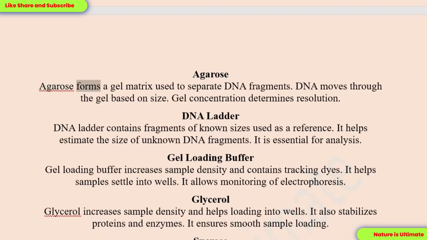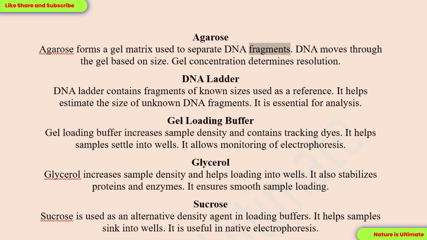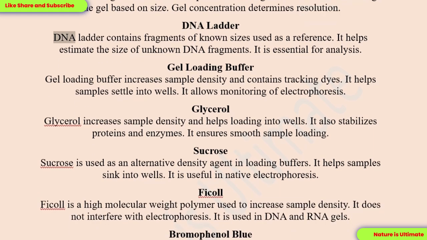Agarose. Agarose forms a gel matrix used to separate DNA fragments. DNA moves through the gel based on size. Gel concentration determines resolution. DNA ladder. DNA ladder contains fragments of known sizes used as a reference. It helps estimate the size of unknown DNA fragments. It is essential for analysis. Gel loading buffer. Gel loading buffer increases sample density and contains tracking dyes. It helps samples settle into wells. It allows monitoring of electrophoresis.